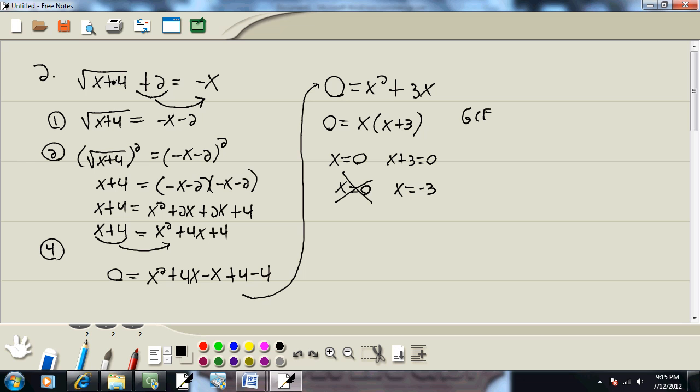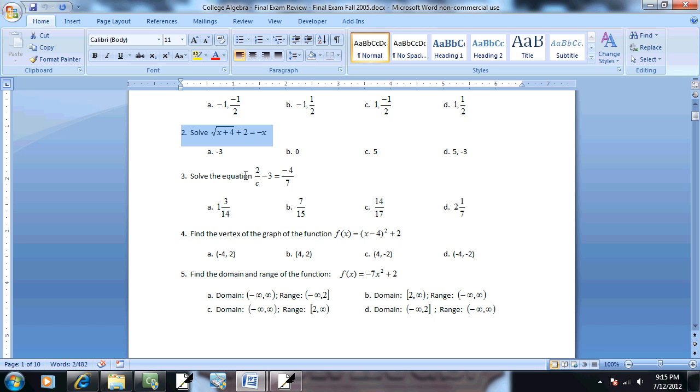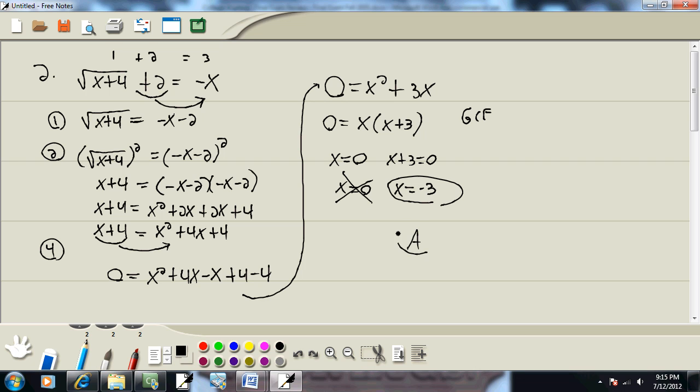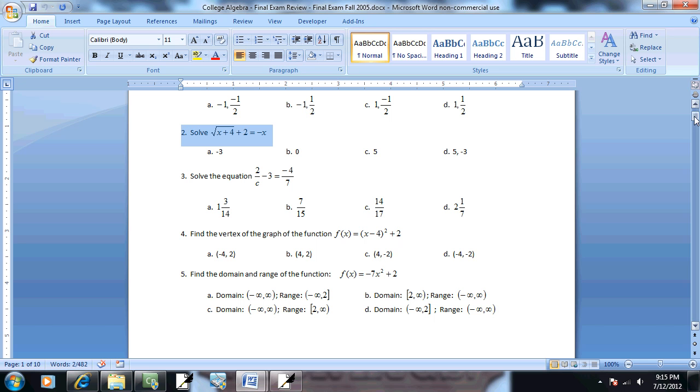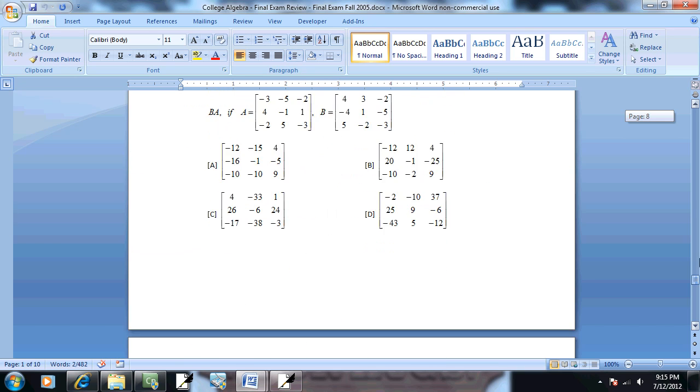Now negative 3. Negative 3 plus 4 is 1. Square root of 1 is 1. 1 plus 2. And if I put negative 3 over here, negative gives me a positive 3. We would end up with 3 equals 3. So this one checks. So our answer is negative 3, which would be A. So let's check that, 2A. And checks.